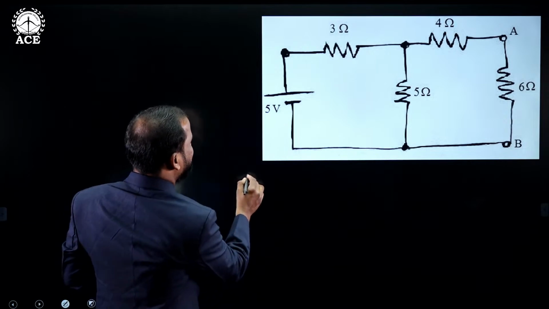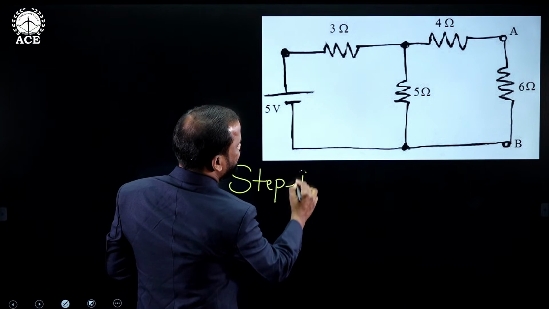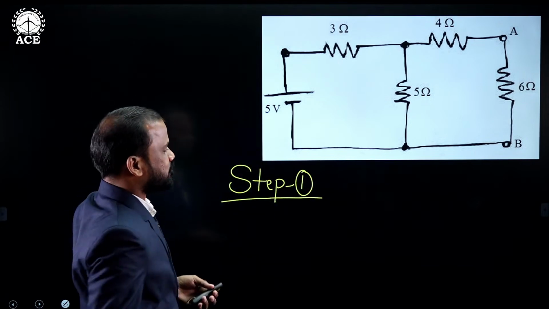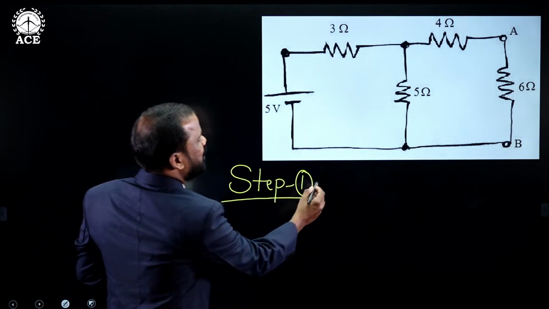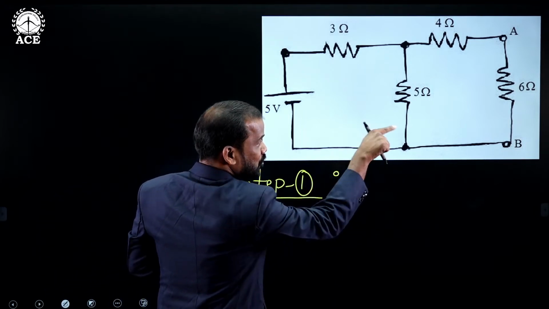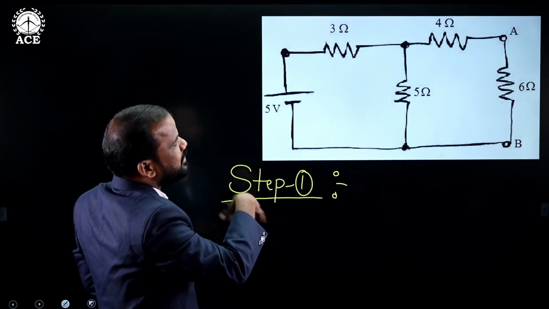Okay, now step number 1 is what? We need to disconnect the load resistance. I am not writing anything here, just note it down. Step number 1: disconnect the load resistance from the original network and redraw the remaining network here.